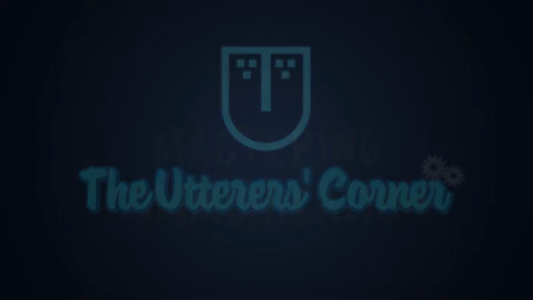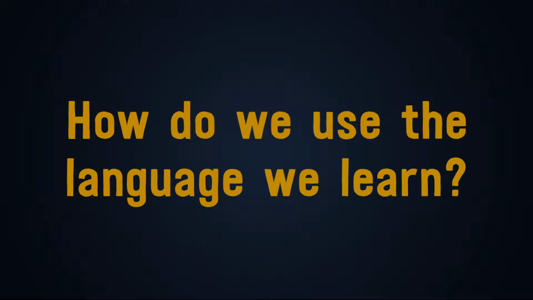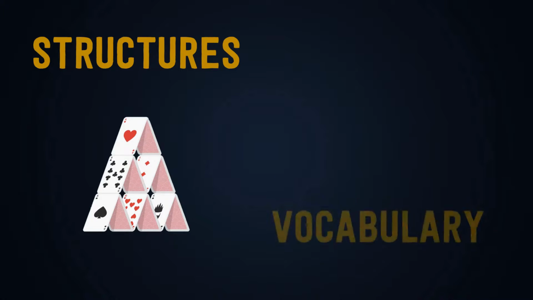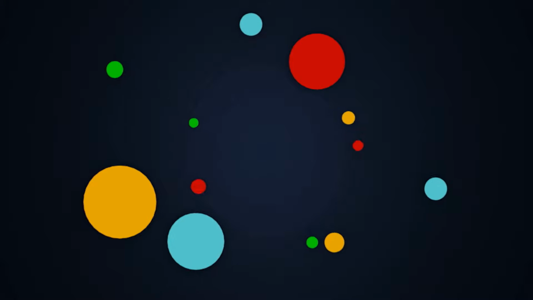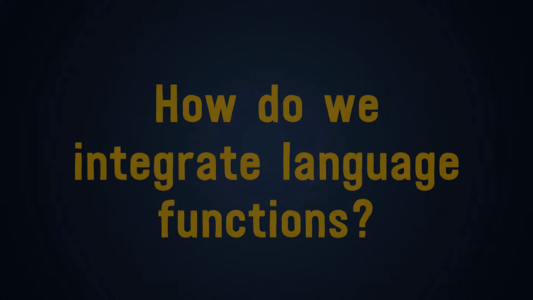Today's topic: mastering communication. How do we use the language we learn? How do we use the English we're practicing or that we want to master? Language is a set of parts or areas. Yes, it has structures and vocabulary, and all of these need to be integrated. And we can master that integration by spotting language functions. But how do we do that?